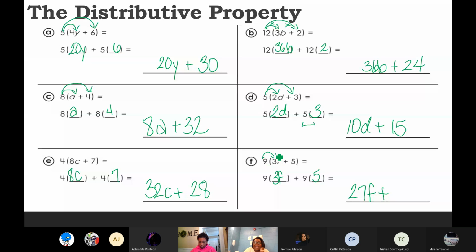We distribute that 9 to both terms inside our parentheses. So what term would go here? 45. Because we multiplied 9 and 5.